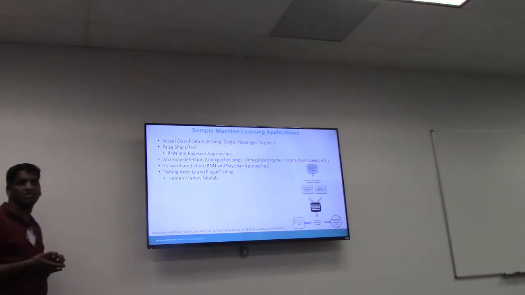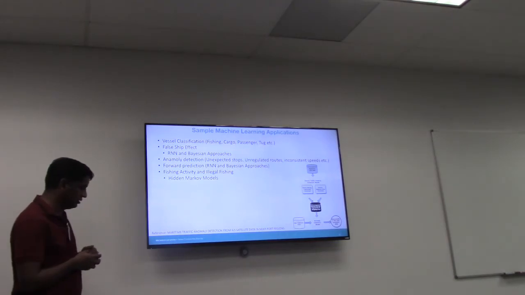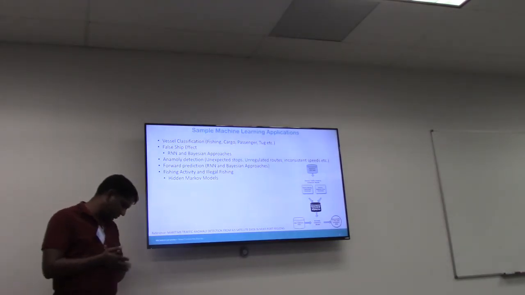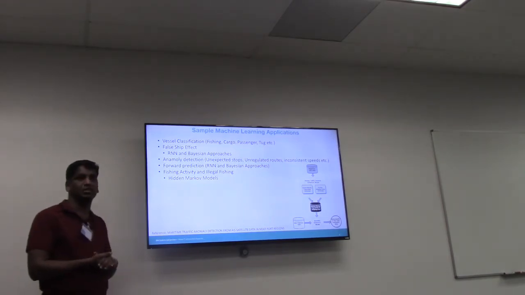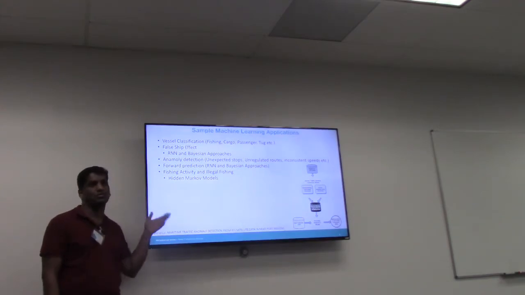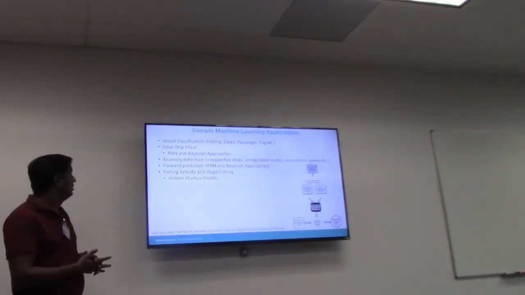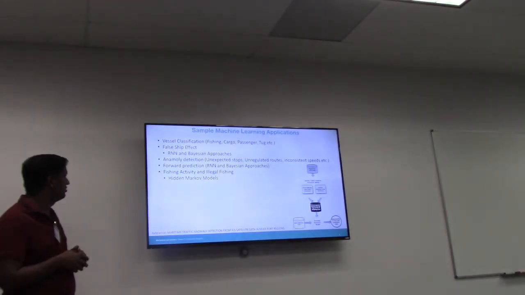Vessel classification is another, for example, cargo ships move slower than fishing ships. And anomaly detection, illegal fishing activity, etc. These are all deep learning use cases that are being investigated. The forward prediction is predicting the movement of the ship.